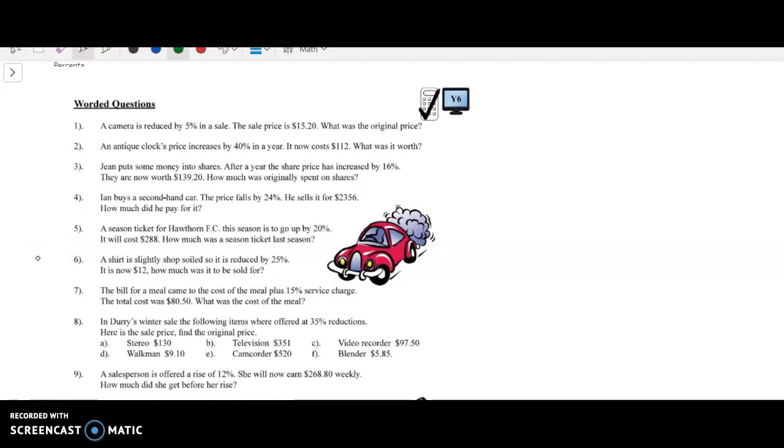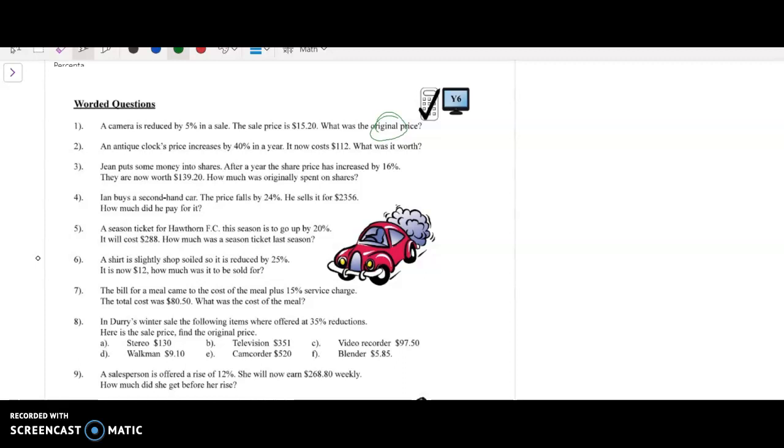What we're going to be looking at today is our worded problems. So first of all, I'm going to do the first question. A camera is reduced by 5% in a sale. The sale price is $15.20. What was the original price?